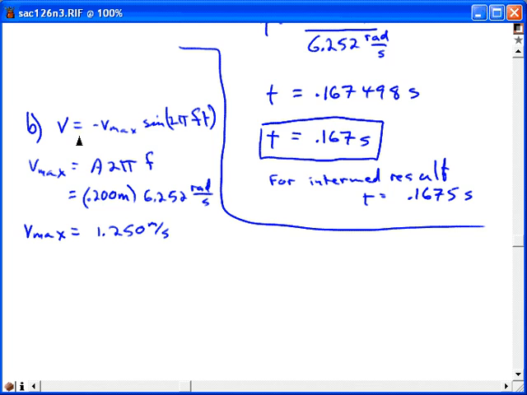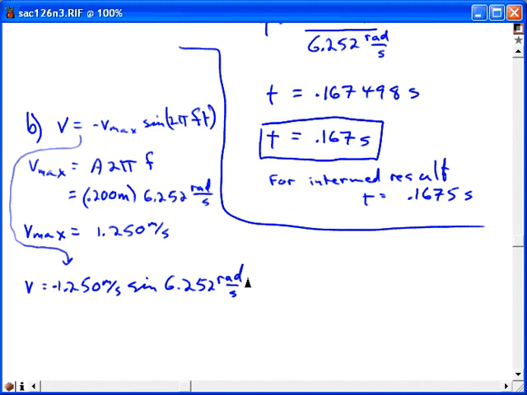So then, substituting the values directly into this equation, I got V is the 1.250 meters per second with a minus sign out front, times the sine of 6.252 radians per second. Let's see what that comes out to. Substitute the values into the calculator, evaluate, and I'm getting minus 1.08 meters per second to 3 sig figs.